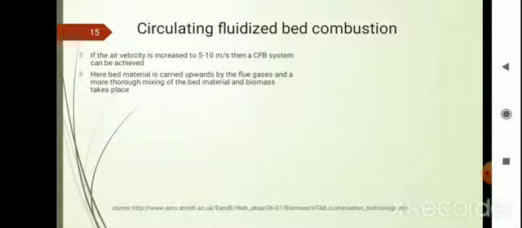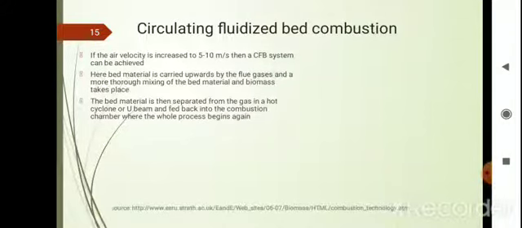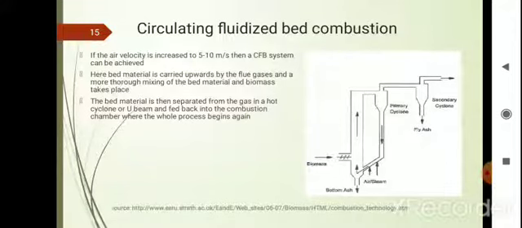The problem with this high velocity is that a small portion of the bed material will be carried away upward by the flue gas. The combustion products will come out through the top as flue gas, and this bed material will be carried away through that flue gas. So that is a problem. We have to separate the bed material from the flue gas using a cyclone separator or a U beam, and feed it back to the combustion chamber. That is the difference between the circulating fluidized bed and the bubbling fluidized bed combustion system.